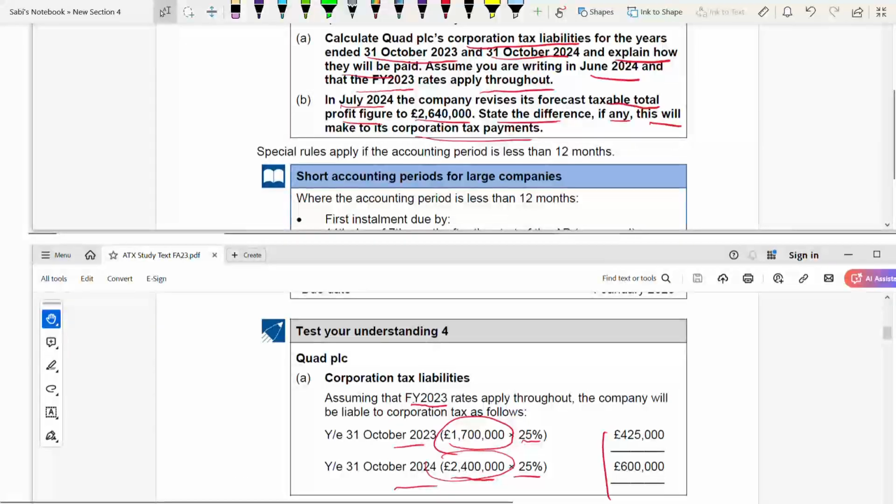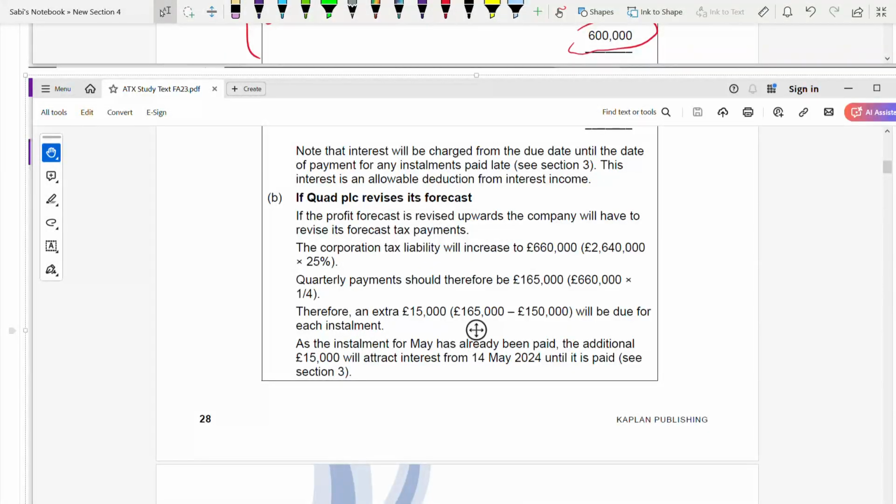Now, part B. If TTP was revised to 2.6 million, state the differences. Which date? Okay. So here, if the profit is revised upwards, tax payments also will be revised. Corporation tax will increase to this much. And there will be quarterly payments because then also it's a large company. So on this, you pay 25%. This is your corporation tax, 660. So the 660 divided by 4 to find the quarterly installments.